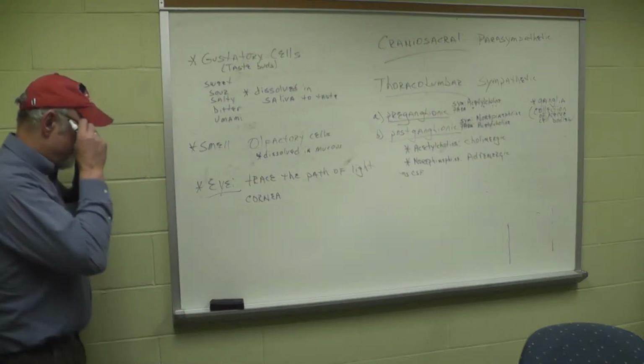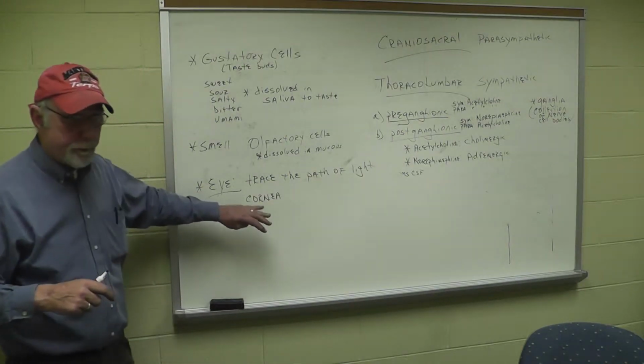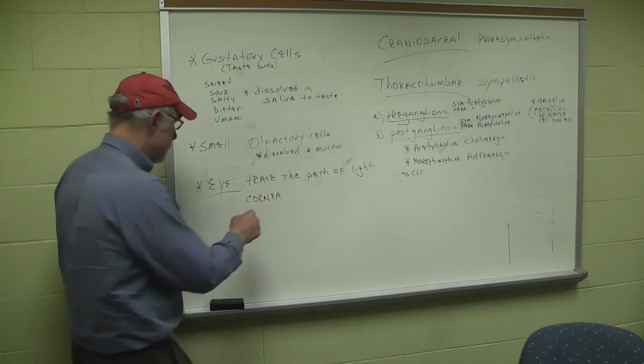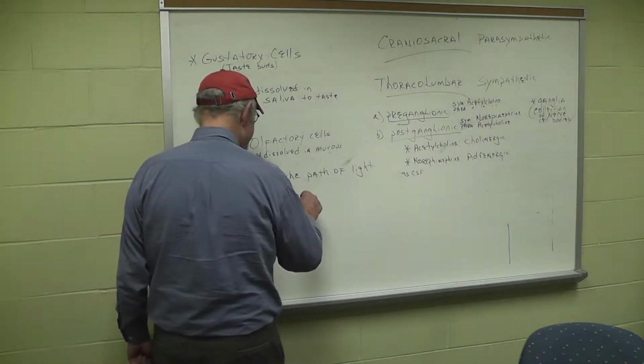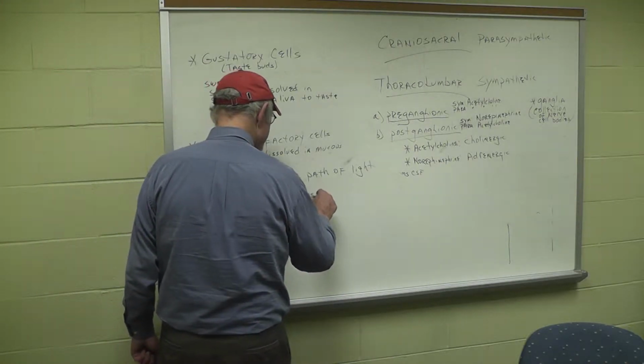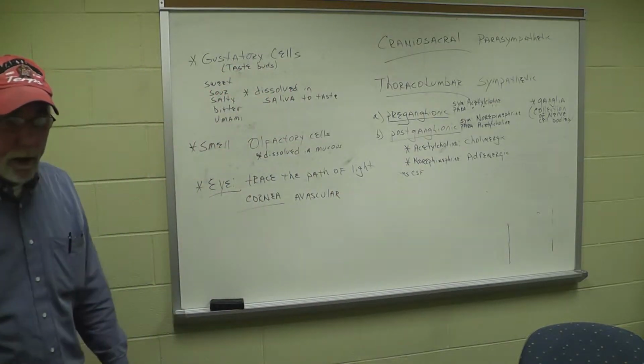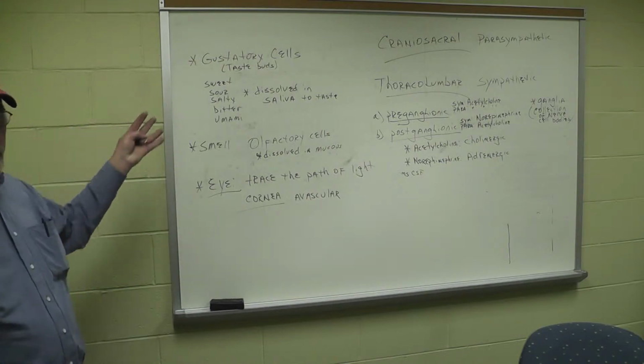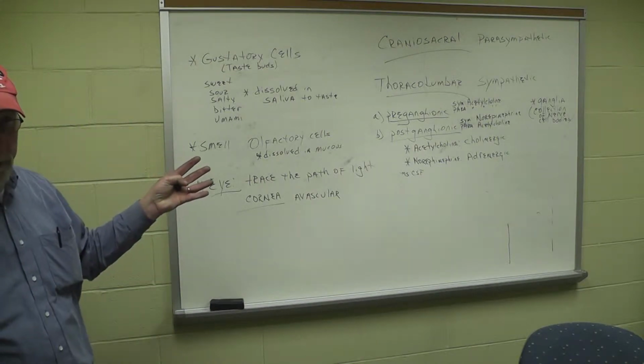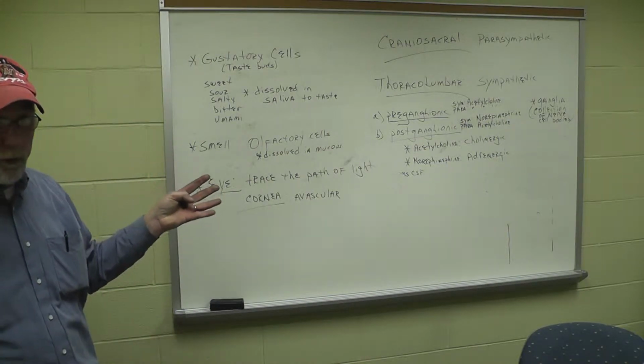Okay? And it does not have a blood supply. So the cornea is avascular. Okay, now think about that. If it did have a blood supply, we would see the world red. Be a rosy world out there.